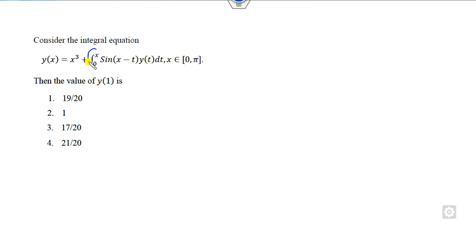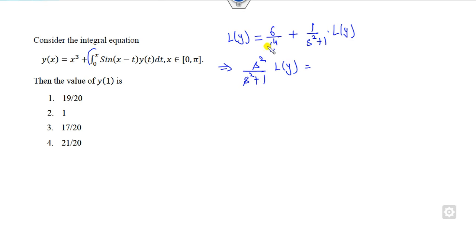Again, this is from 0 to t. I can take the Laplace of y. Laplace of this will be 6 over s raised to power 4. This is the Laplace of the sine and Laplace of the y. So what is that? I can take this as s square over s square plus 1 times Laplace of y, which is 6 over s to the power 4.